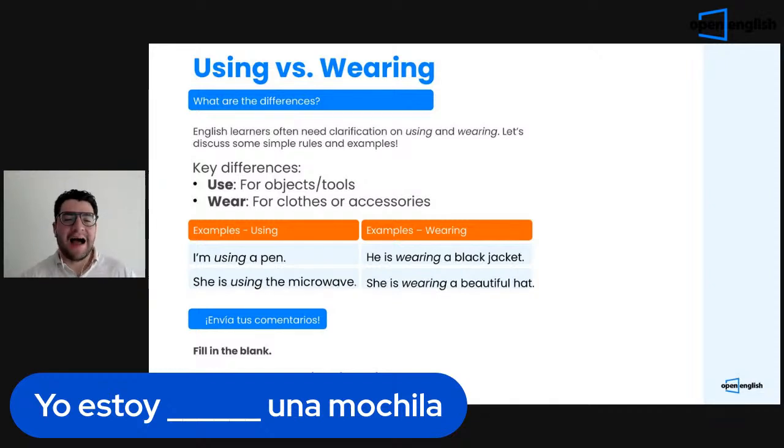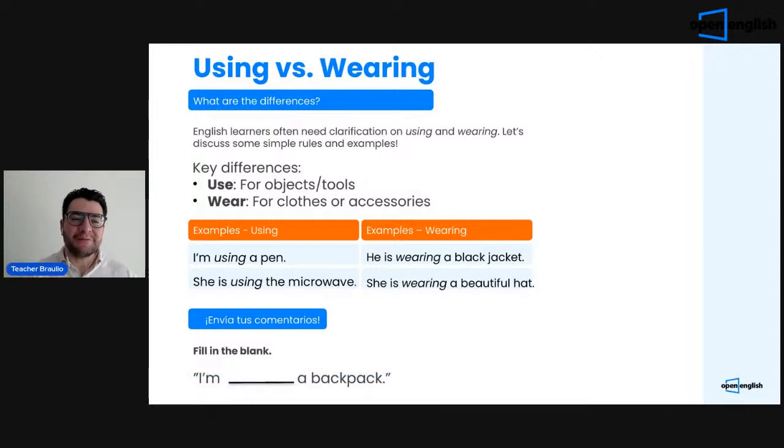Okay, Juan says, I'm using a backpack. Great. Muy bien. ¿Alguien más? I'm a backpack. Using or wearing? What do you think? All right, Betsy says use. Yeah, so I'm using a backpack. Great. Here, for a backpack, we're going to use using because it's a tool or an object. It's not clothing and it's not an accessory. So I'm using would be correct. Thank you, Diego. Also a great answer. All right, and Chuve also says use. Great. Alan also says I'm using. Yes, very good, everybody. This is perfect.